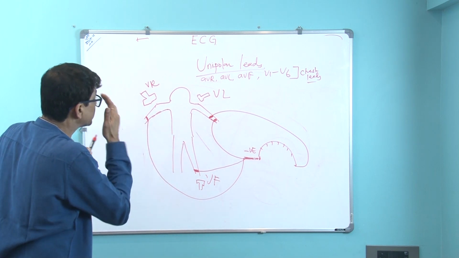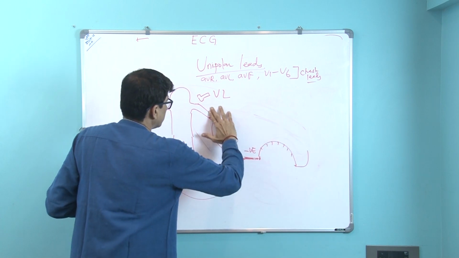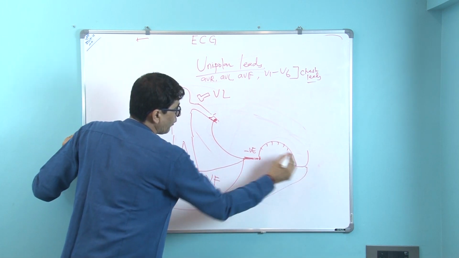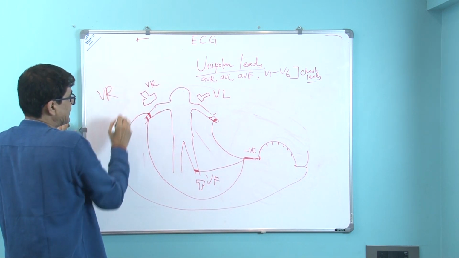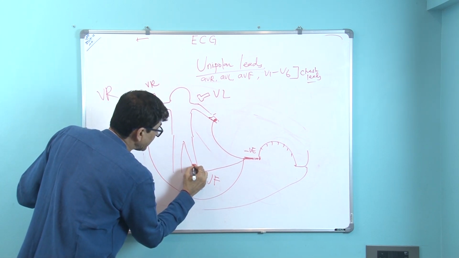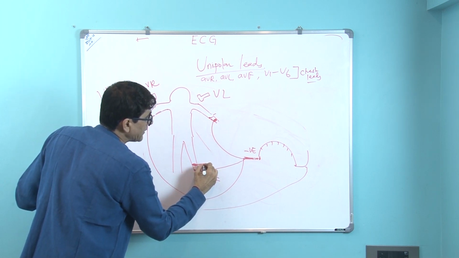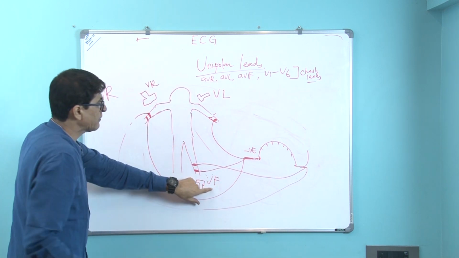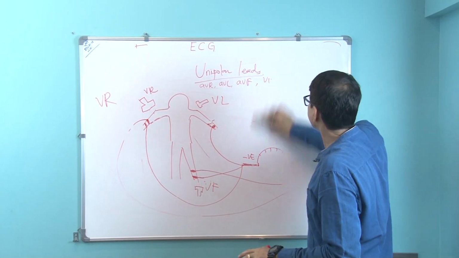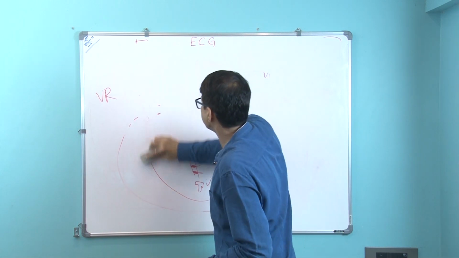Now the same thing: suppose I remove this and take this here to the positive pole, this becomes VR. And suppose I remove this and connect it, this is for the common Wilson terminal and this is going to the positive pole, so it becomes VF, that's all. Don't get confused. I will again summarize this V lead and this thing in short.